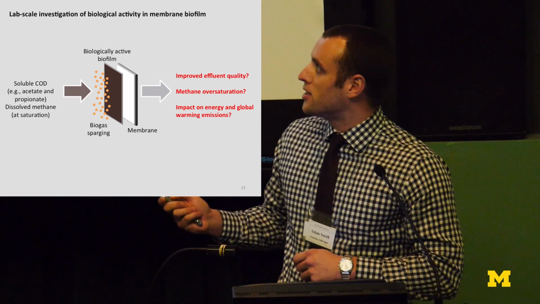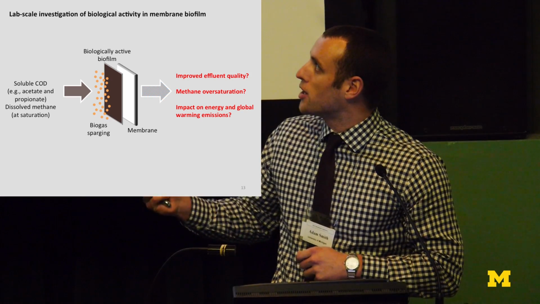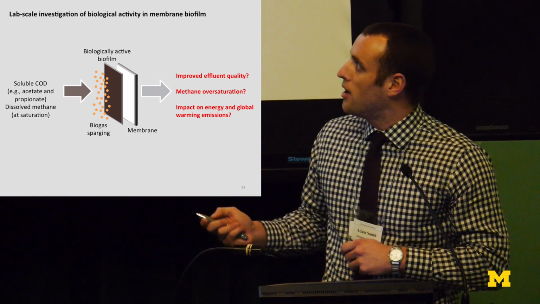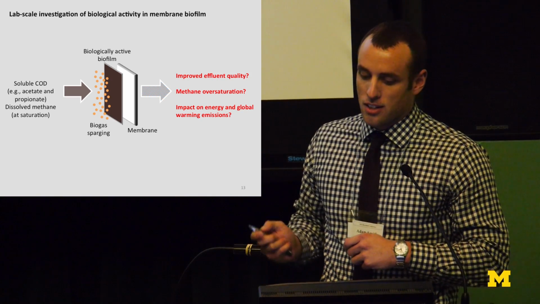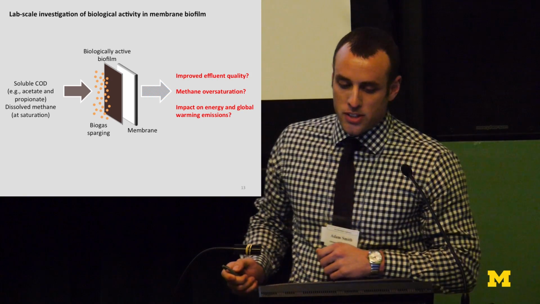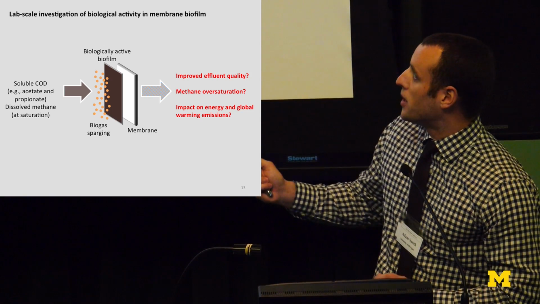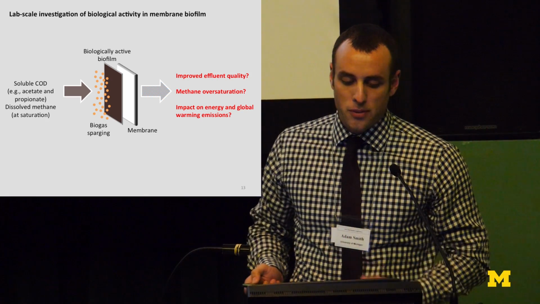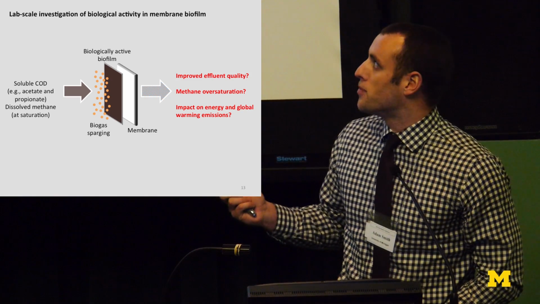We know that in some cases, depending on how the anaerobic system's operating, we could have some soluble COD in the reactor, which could be comprised of acetate and propionate. And then we also have dissolved methane, which would likely be at saturation conditions according to Henry's law. So part of our questions were, if we were able to develop a biologically active membrane biofilm here as part of that foulant layer, can we improve the effluent quality by removing some of those components such as acetate and propionate? And then also, what does that do to methane?